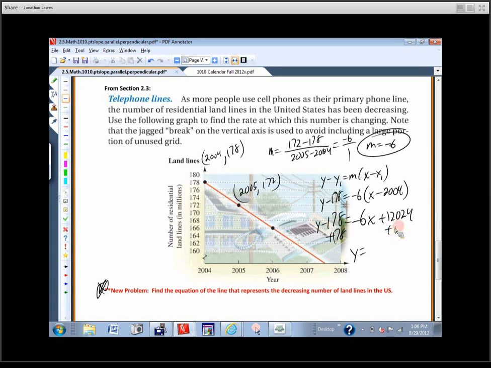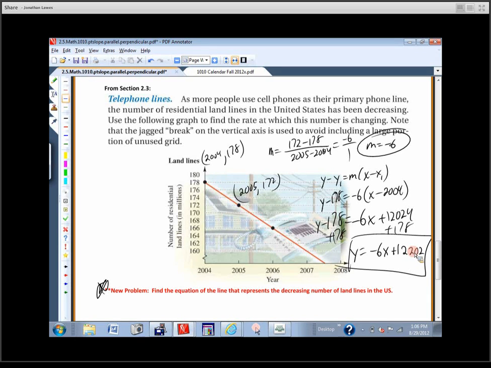I mean, it's a story problem. We ought to make this look a little bit graph friendly. I'm going to add 178 to both sides. So I'm going to get -6x, and then this would be, let's see, plus 12,202? Yep. Okay. There it is.